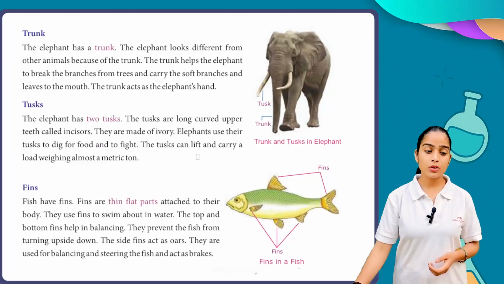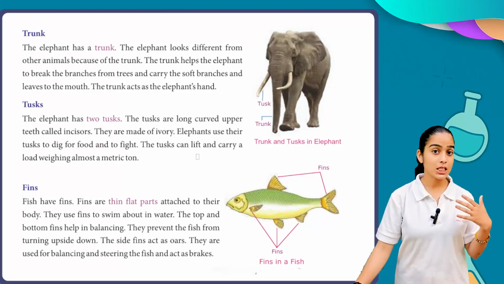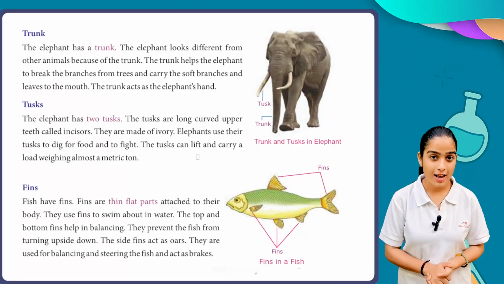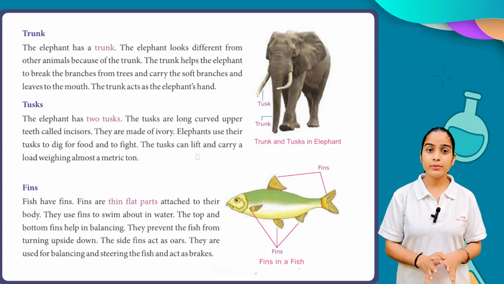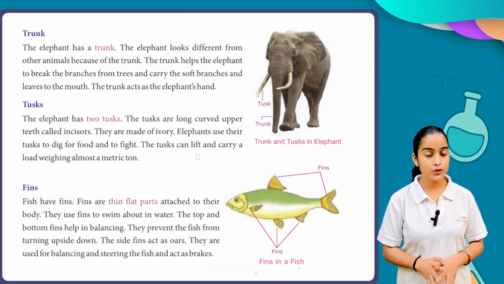Now we are going to learn about the trunk, and as the name suggests, it is the elephant. The elephant has a trunk. The elephant looks different from other animals because of the trunk. The trunk helps the elephant to break branches from trees and carry the soft branches and leaves to the mouth. The trunk acts as the elephant's hand. So the only animal we have that has a trunk is the elephant.